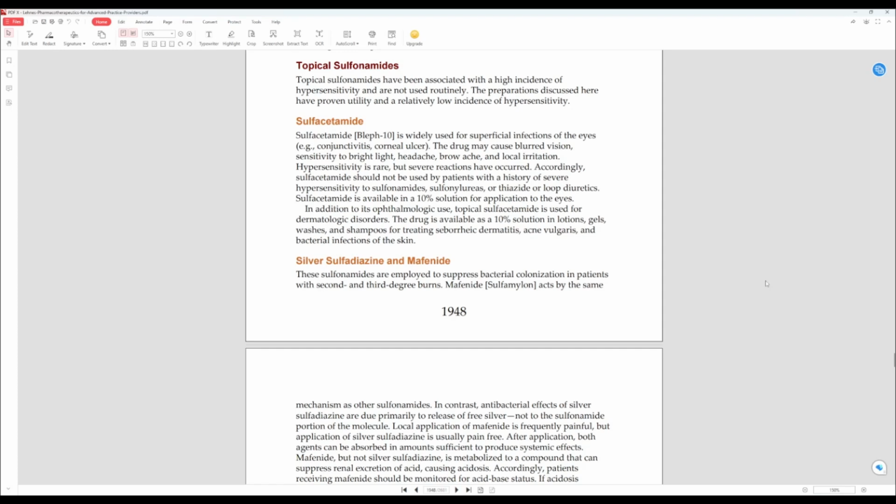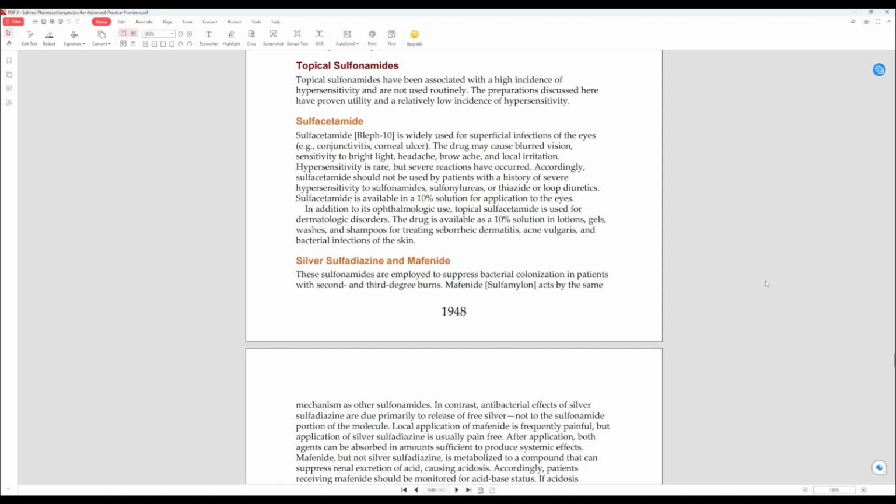Sulfacetamide. Sulfacetamide is widely used for superficial infections of the eyes, especially for the treatment of conjunctivitis or corneal ulcers. The drug may cause blurred vision, sensitivity to bright light, headaches, brow aches, and local irritation. However, hypersensitivity is considered rare, but severe reactions have occurred. Accordingly, sulfacetamide should not be used by a patient with a history of severe hypersensitivity to sulfonamides, sulfonylureas, or thiazide or loop diuretics. Sulfacetamide is available as a 10% solution for application to the eyes.